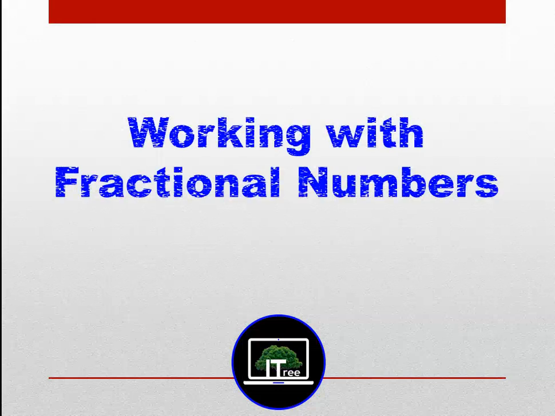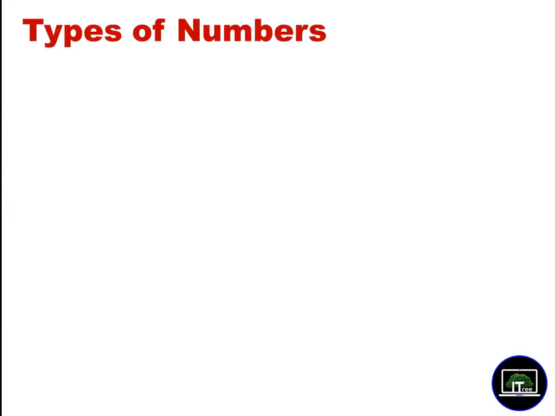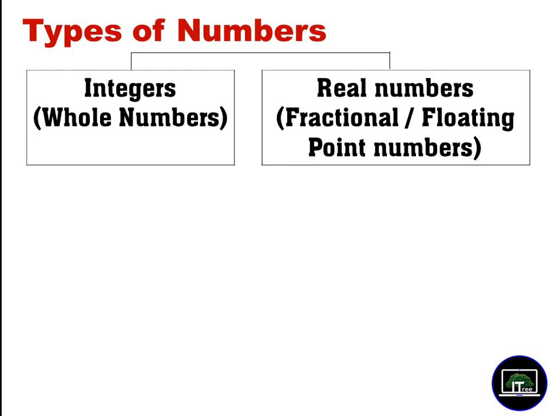Okay, today we are going to discuss the fractional part. How can we work with the fractional part of a number? First of all, we look at what number types we can see. There are two types of numbers. The first one is called integers, sometimes called whole numbers. Then the real numbers, fractional numbers, or floating point numbers.